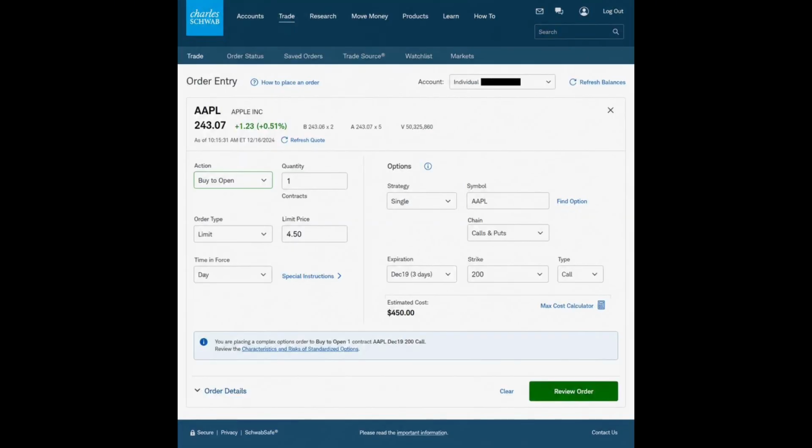Next step is fill in the order ticket. So set action to buy to open. Then tap on quantity and contracts. It can be 1 to 100 shares. So order type to limit, enter your max price, then click review order. So always put limit orders on options. Market orders can fill 20% worse than the mid price on the thin contracts.